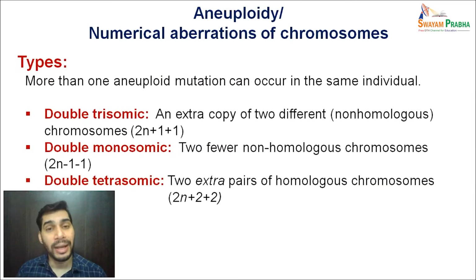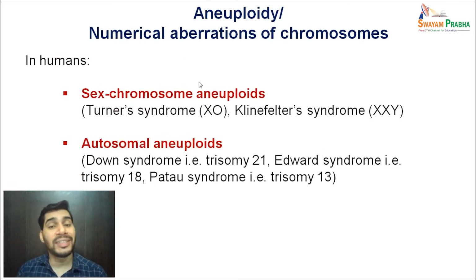There can also be other types where more than one aneuploid mutation occurs in the same individual. So here there can be an example of double trisomy. That means there is an extra copy of two different non-homologous chromosomes and thus it will be represented as 2n plus 1 plus 1. Double monosomic, there are two fewer non-homologous chromosomes and hence it is represented as 2n minus 1 minus 1. Same is the case with double tetrasomic, which is represented as 2n plus 2 plus 2. That means two extra pairs of homologous chromosomes are there. So here instead of a single aneuploid mutation, two or more aneuploid mutations are taking place in the same individual.